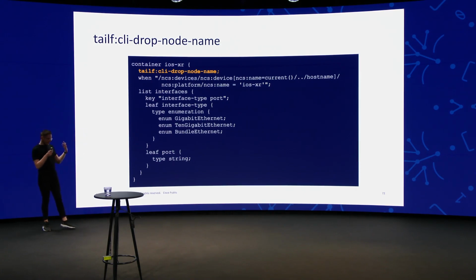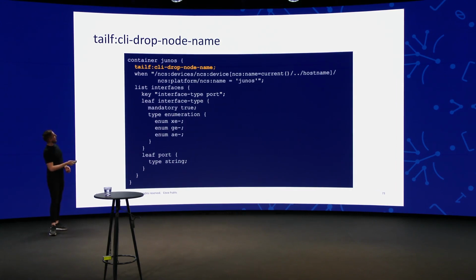So that's my goal for you: anytime you see that you can hide some constraints by using the containers and the tailf CLI drop node name, use this. It might be a bit more complicated YANG data model, but it will be way more intuitive from the perspective of the operator, and that's actually our end goal always. That's just another example for Junos. If we have some Junos-specific thing, we can use this tailf drop node name as well.